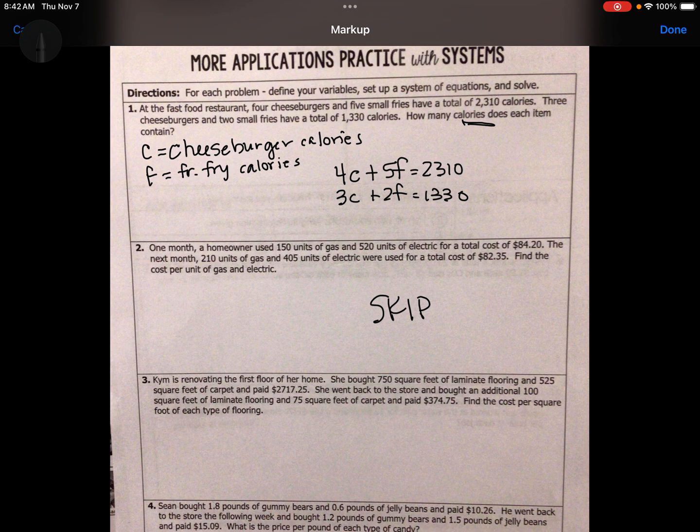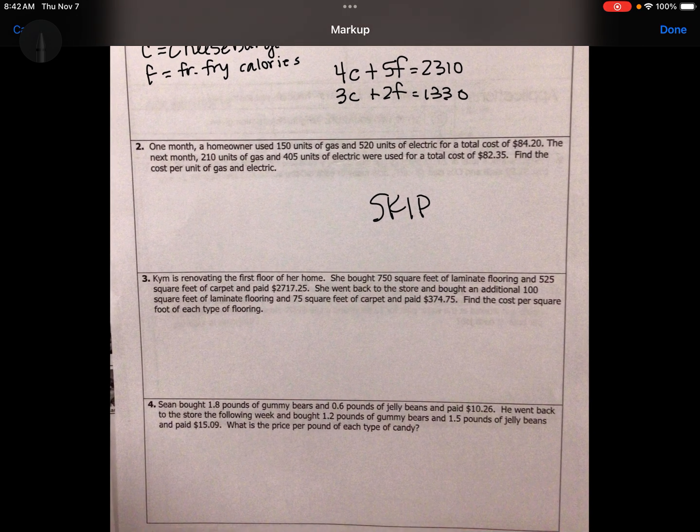All right, we're going to skip the next one. And we're actually going to go down all the way to number 4. Sean bought 1.8. Actually, we're going to skip both of these. I will upload, actually, I'll just write them. So number 3, if you read through that, there's laminate flooring. So L equals the cost of laminate.